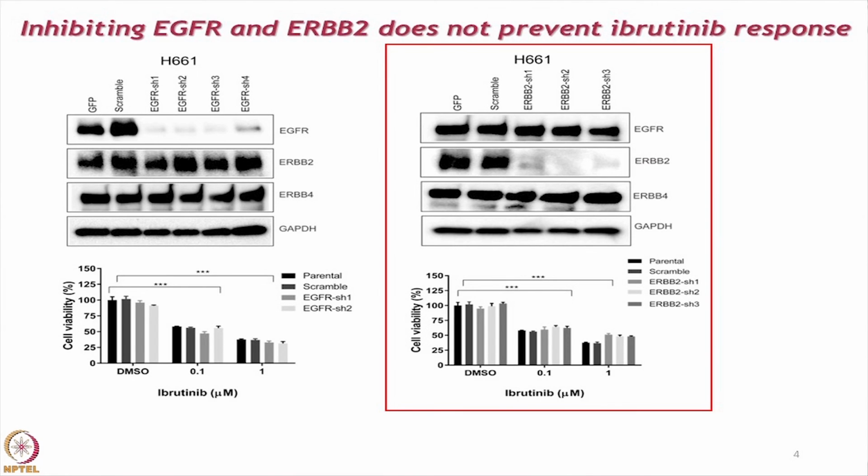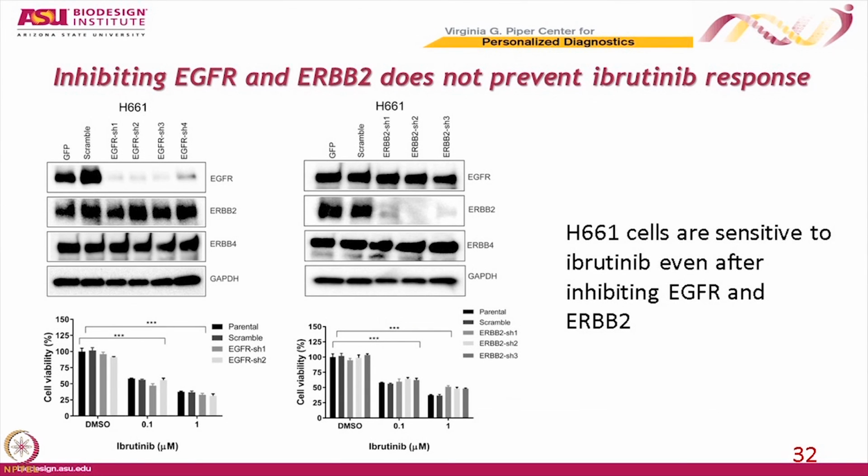And similarly, we had some ERBB2 shRNAs that knocked down ERBB2, did not affect EGFR, did not affect ERBB4. And yet, despite knocking down EGFR or knocking down ERBB2, we still saw the drug effect. The drug still inhibited the cells. So now we can say that they're sensitive to Ibrutinib even if you inhibit EGFR or even if you inhibit ERBB2.